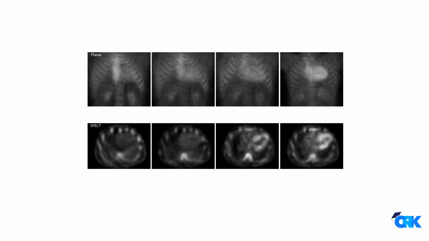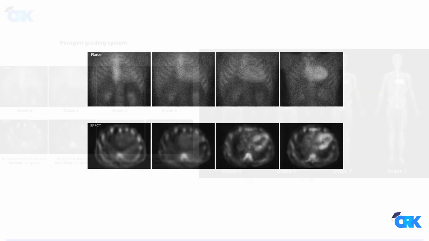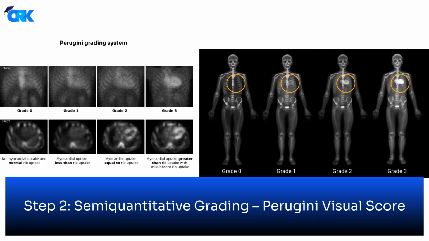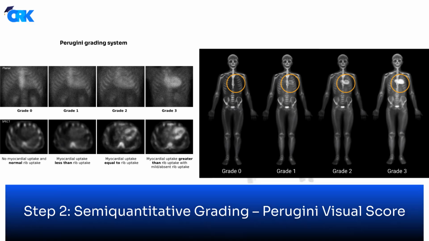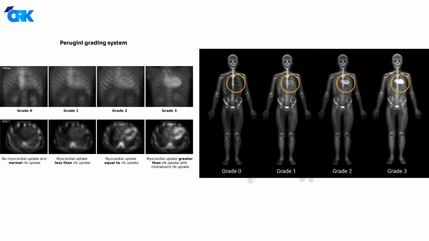Once diffuse myocardial uptake is confirmed visually, the next step is to move on to semi-quantitative grading using the Perugini system. Step 2. Semi-quantitative grading, Perugini visual score. Once myocardial uptake is confirmed on visual inspection, the next step is semi-quantitative grading using the Perugini visual scoring system. This is currently the most widely accepted framework for evaluating radiotracer retention on planar imaging when using 99mTc-labeled agents such as PYP, DPD, or HMDP.